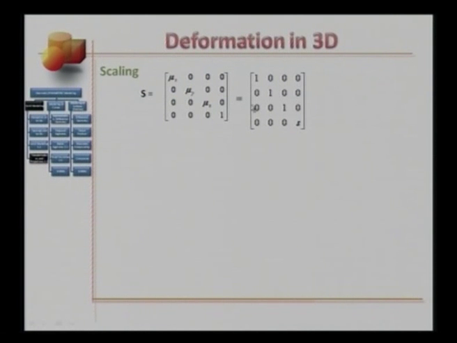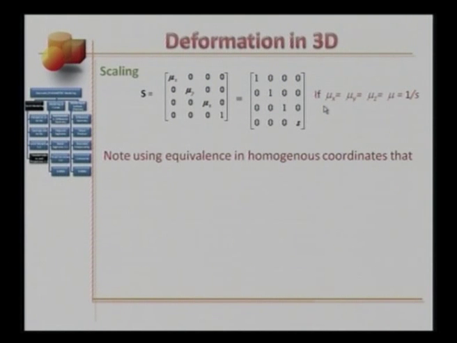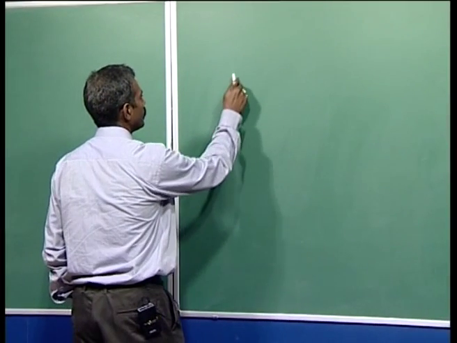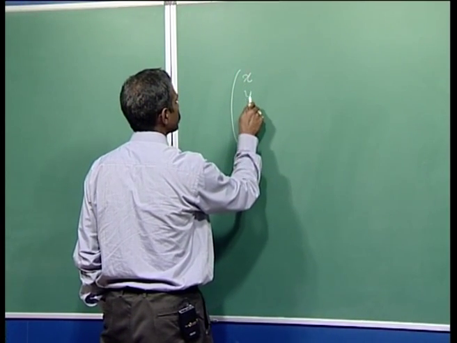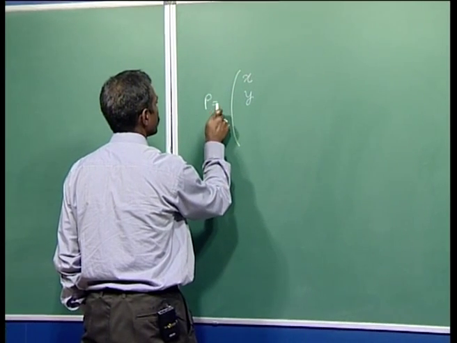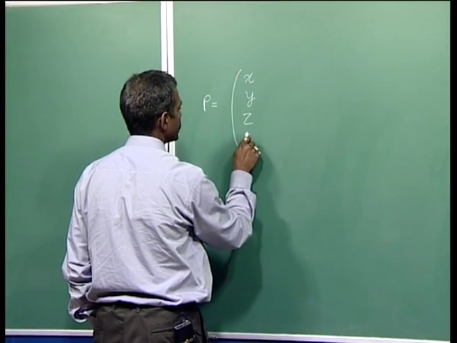This equivalence happens under special circumstances. When the scale factors mu x, mu y, and mu z are all equal, say, to mu, and mu equals 1 over s. Let me explain the equivalence on board. Let's say the homogeneous coordinates of point P are x, y, z, and 1.